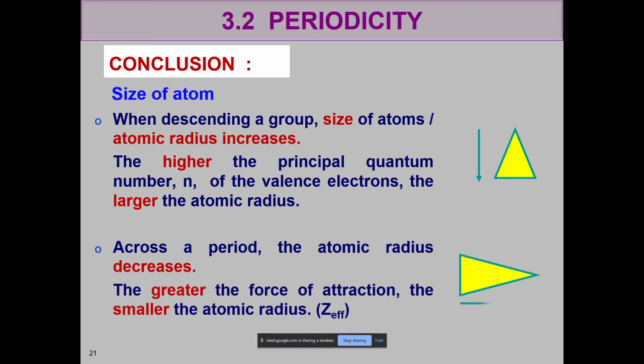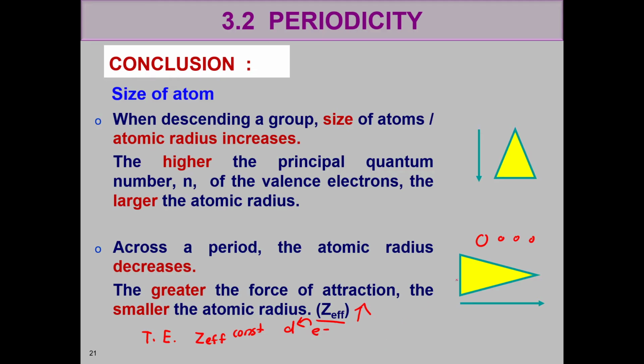Okay, tapi going across the group, size dia makin mengecil. Kenapa dia makin kecil? Sebab Z efektif dia meningkat. The only exception of Z efektif tak meningkat is dekat transition elements, sebab Z efektif dia constant. Sebab if you remember, we keep adding dekat d orbital. Elektron semua masuk dalam d orbitals.